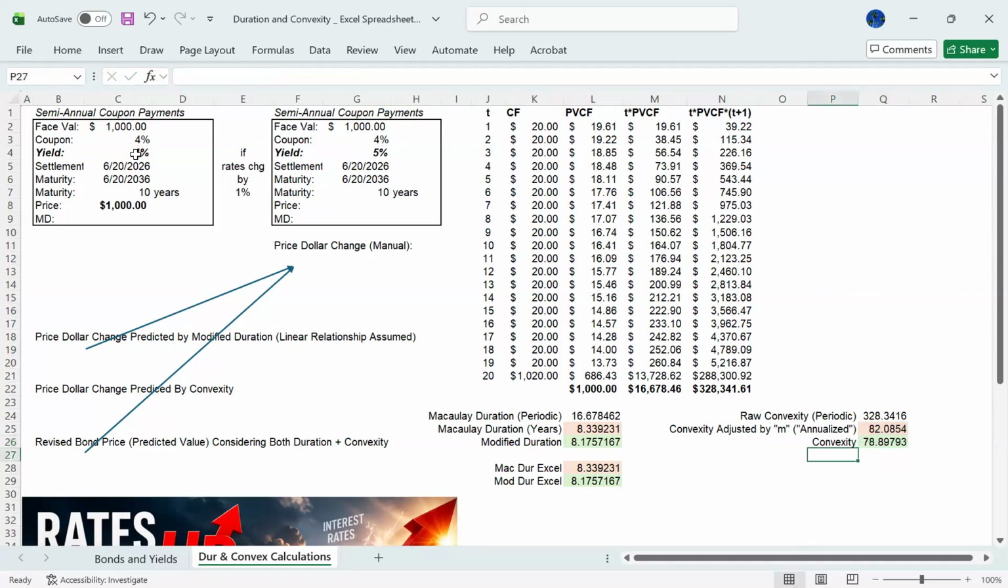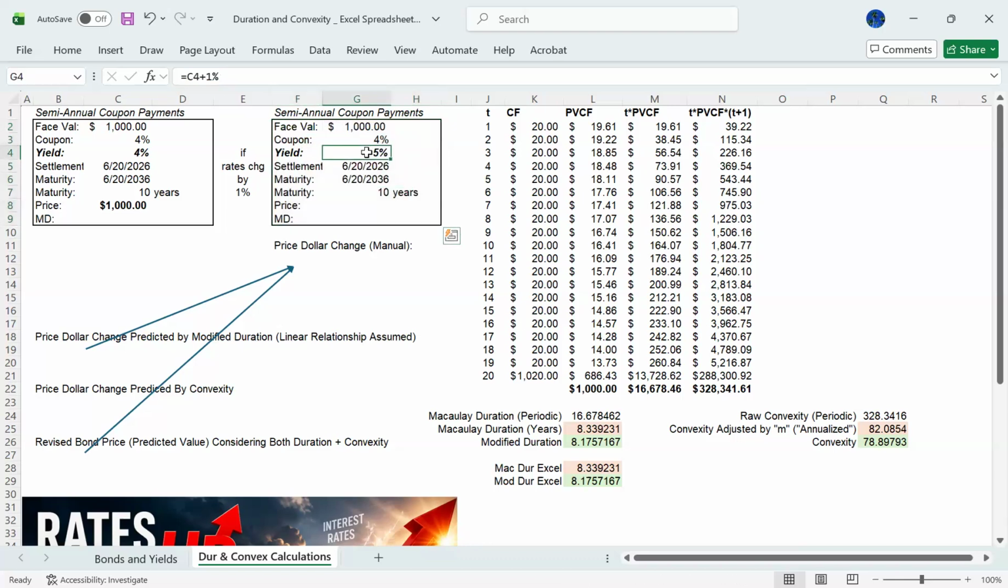Now you can go online and search for a duration and convexity calculator. If you do that, you should be able to calculate convexity, and it's going to match this 78.89793 value. Okay, now you're an expert in calculating the modified duration, Macaulay duration, and convexity. Now let's use them.